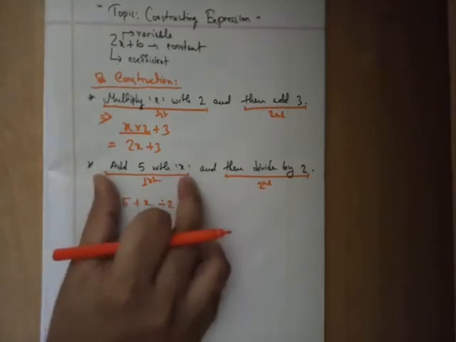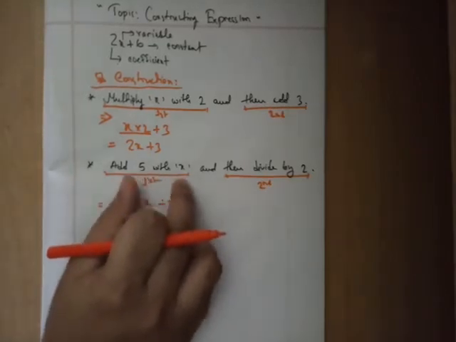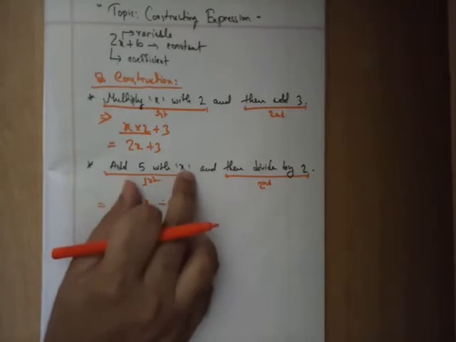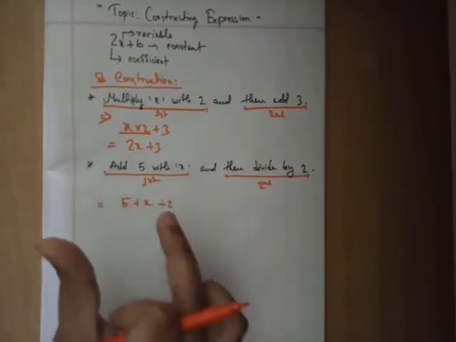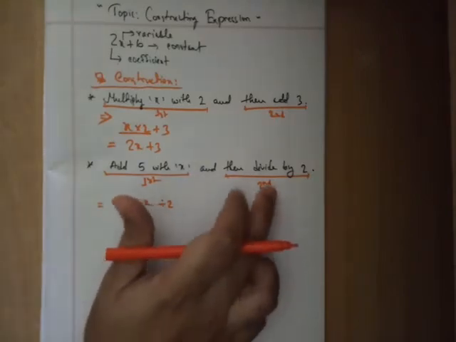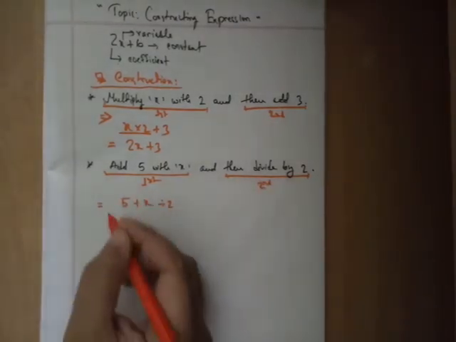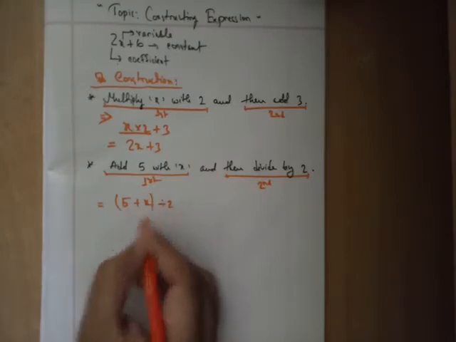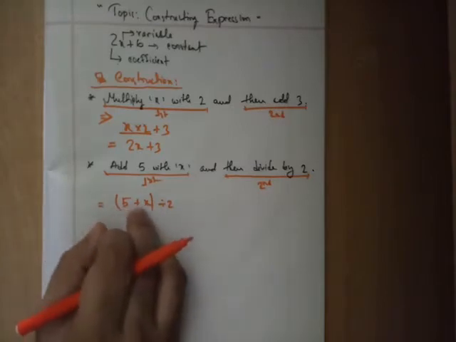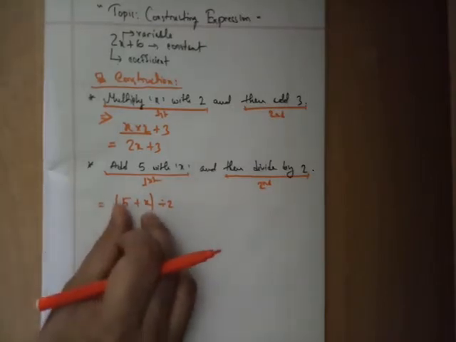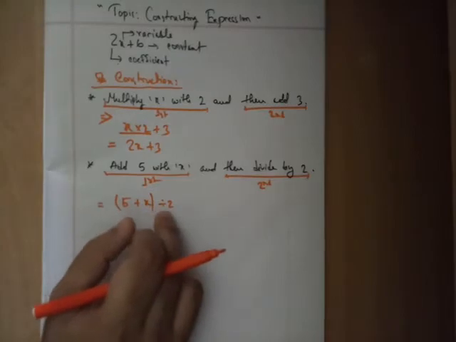But my first part of this question was add 5 with x. If I would have known the value of x, then I would have added that with 5. After that summation, I would have divided it with 2. So you can write it like this. You can put it in a parenthesis or bracket to simply mean that I'm adding 5 with x first, and after the summation I will divide it by 2.